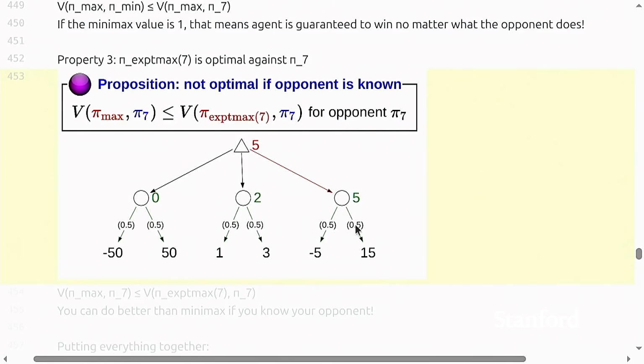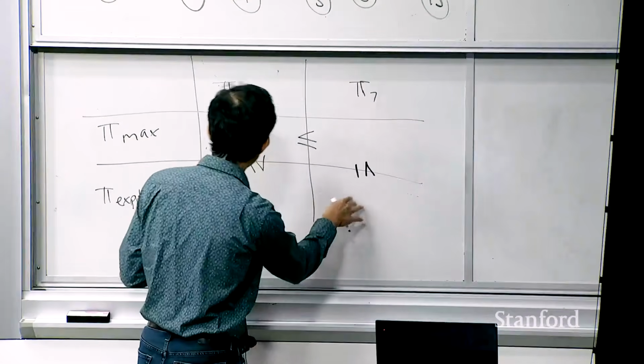Okay, and you can see this here. Expected max, remember, was choosing C. And if I decided, well, I'm just going to play the minimax policy, I would choose B, and 2 is worse than 5. And this is because I'm assuming I'm playing π7, which is going to be the random policy. So based on that, this π max against π7 is going to be less than or equal to this value here.